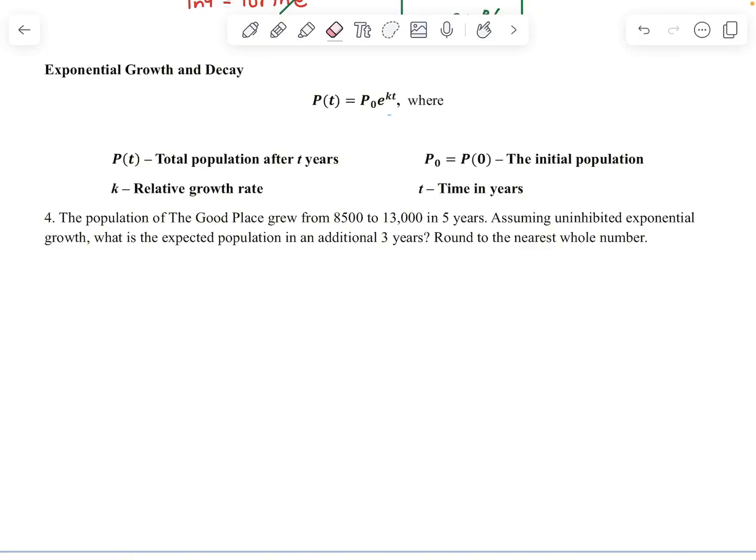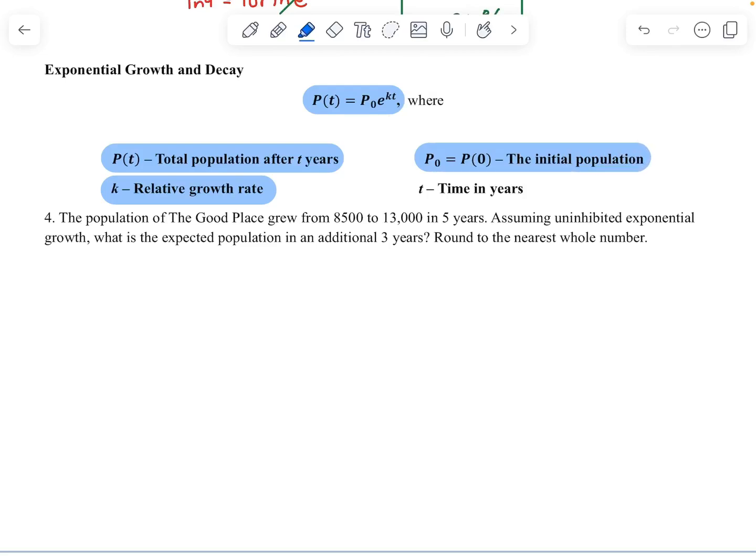Recall that the exponential growth and decay function is P of t equals P naught times e raised to the kt power. P of t is the total population after t years, k is the relative growth rate expressed as a decimal, P naught, or P of 0, is the initial population, and t is time in years. So now let's take a look at an application of the exponential growth and decay function.